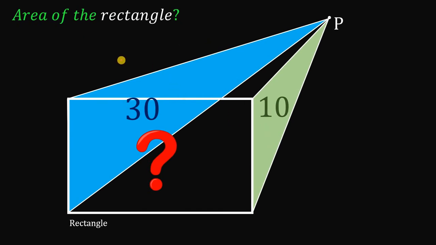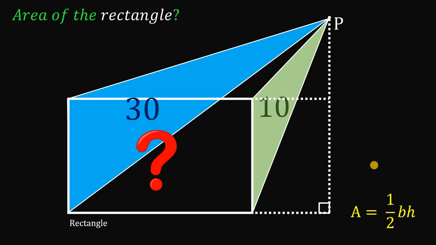Alright, so at first it looks like it is impossible to solve, but this question is solvable. To answer this question, let's extend the side of this rectangle directly below the point P. Now what we're going to do is to draw a perpendicular line through point P that intersects the extended side of this rectangle.